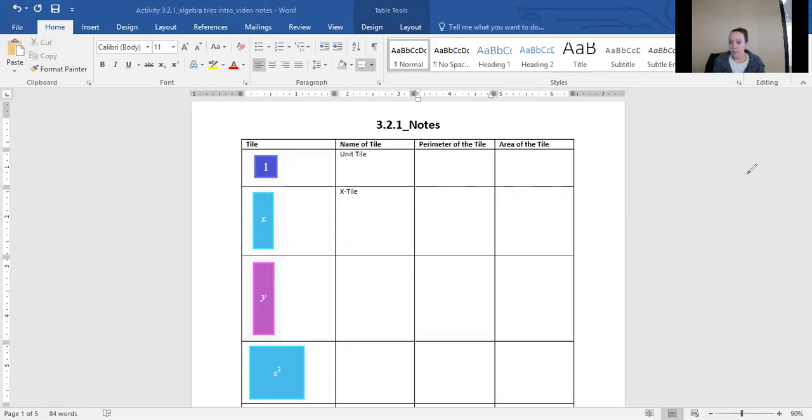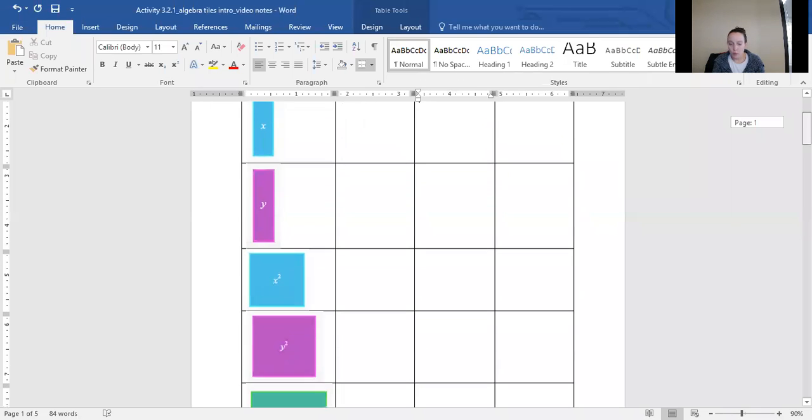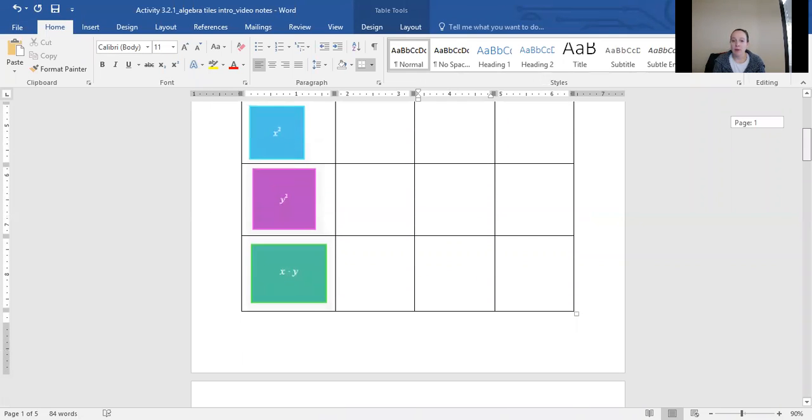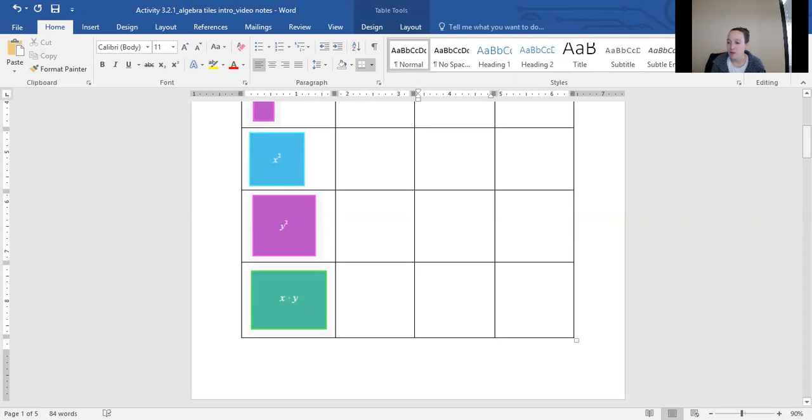All right. Welcome back, Algebra 1. We'll check your y tile here in just a second, but I'm going to move down here to this x squared tile, and then you're going to get to see the answers and compare and make sure you have everything correct. So this blue tile right here is known as the x squared tile.